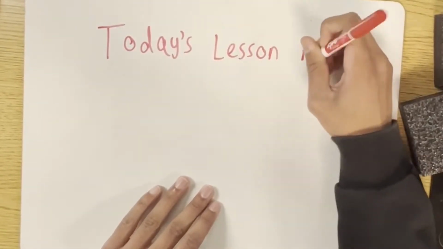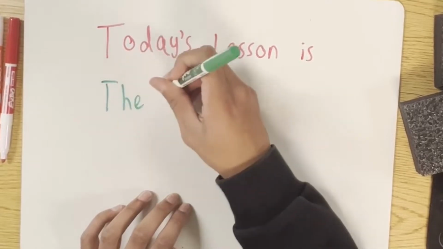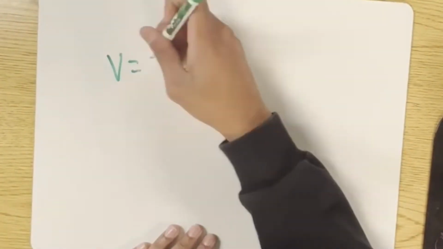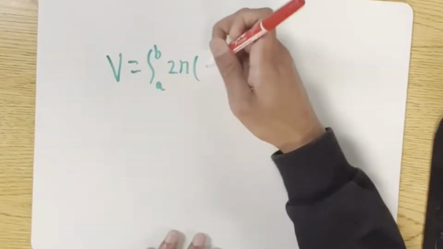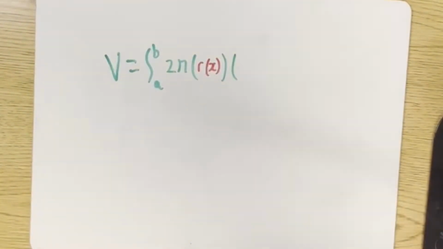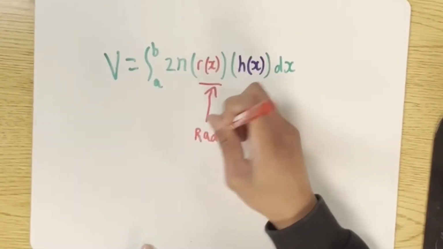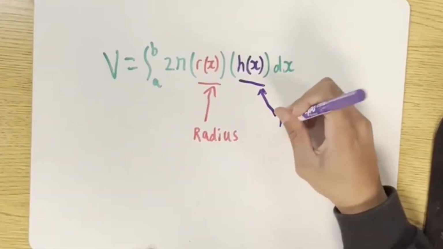In today's video, we'll be learning about the shell method. The shell method is used to find the volume of a solid of revolution with respect to the variable opposite of the axis of revolution. It's a good alternative to the washer method, or to integrate difficult functions with respect to y or x.